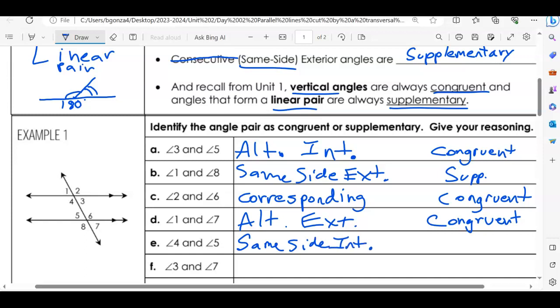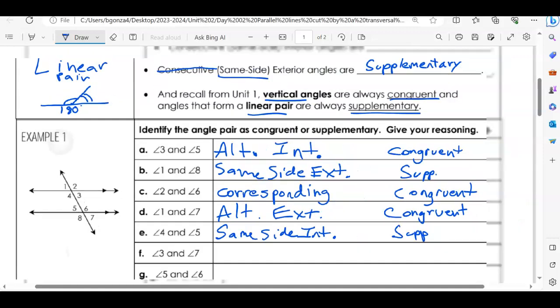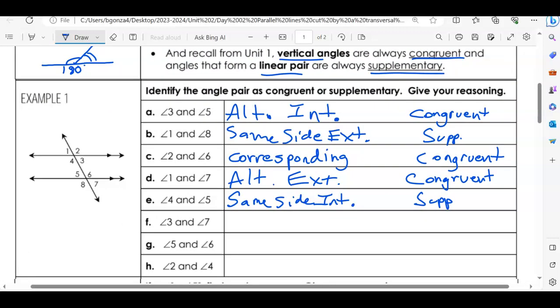Now, what is the rule for S's? Same sides are supplementary. All right, 3 and 7. What do y'all think? 3 and 7 are what? Same side, one in, one out. That's called corresponding, right? Corresponding, we already wrote that down earlier. It's congruent.